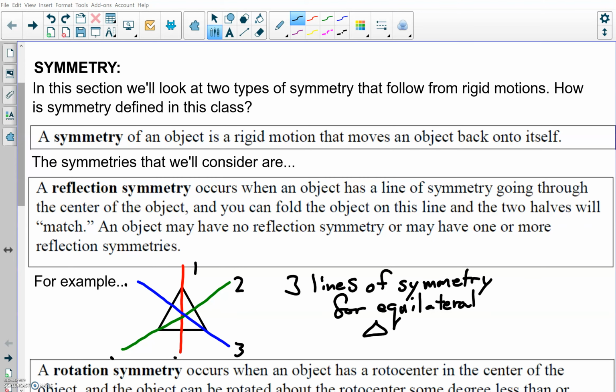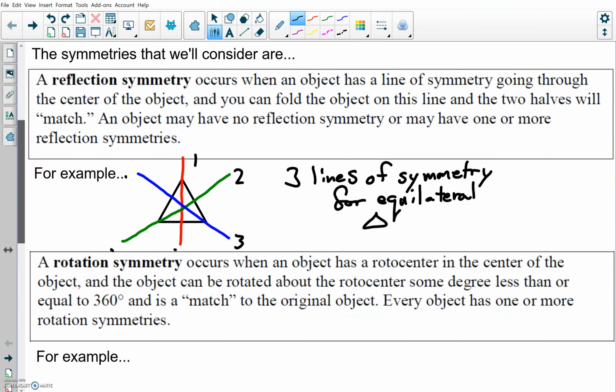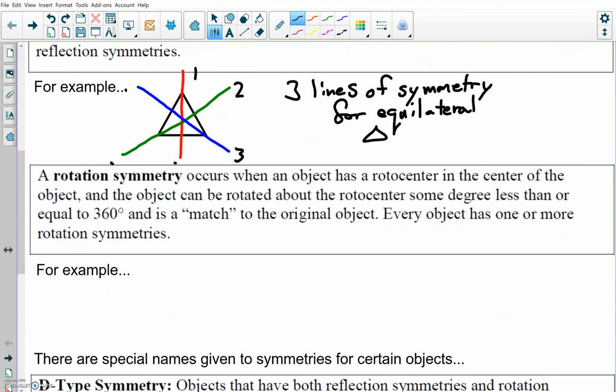For rotation symmetry, basically that occurs when an object has a rotocenter in the center of the object, and the object can be rotated about the rotocenter some degree less than or equal to 360 degrees, and is a match to the original object. Car rims, rotational symmetry all over the place with car rims.